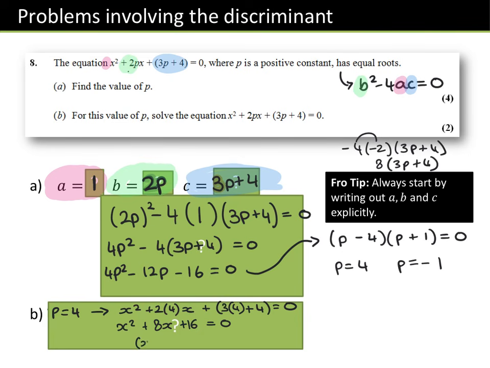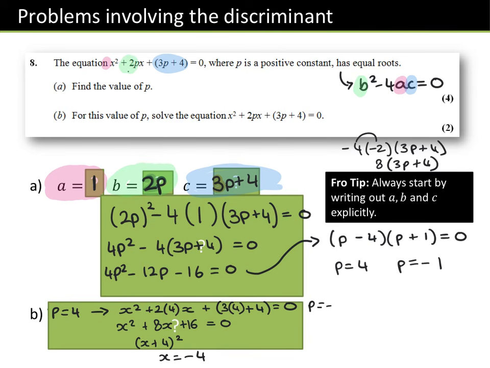I'm going to get x plus 4 squared, so x equals minus 4. Okay? Now, again, I have done that in my head. You need to get to that stage by the end of December. You will, but use your calculator.